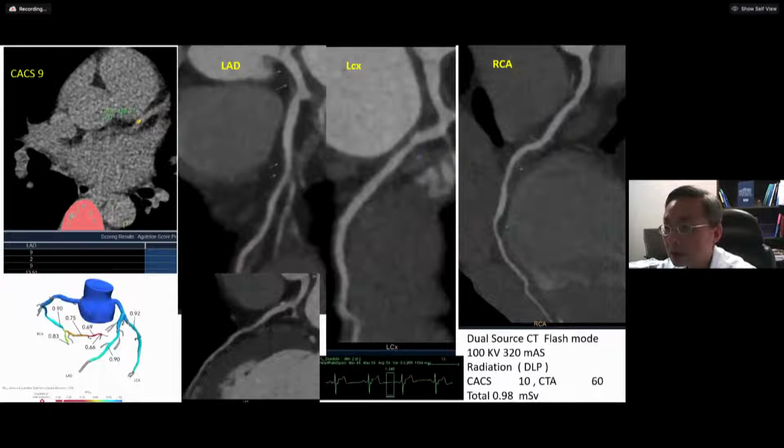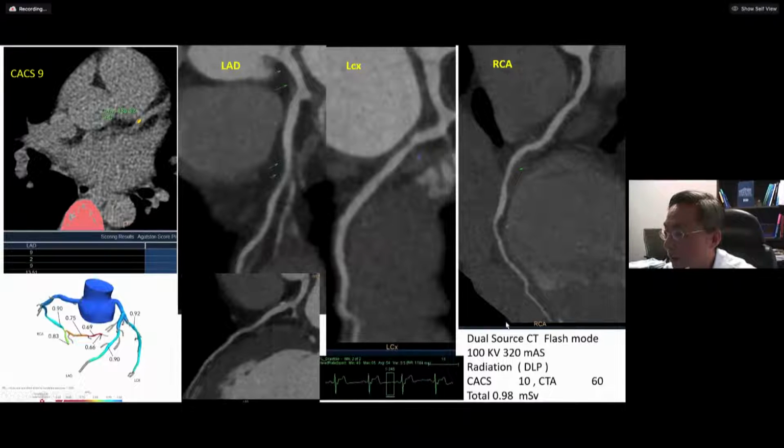As you can see here, his calcium score was 9 in the LAD, but he does have a huge burden of non-calcific plaque in all 3 coronary arteries. More worrisome in the LAD, distal left main, mid LAD, some in the circumflex, and quite a few, probably more in terms of stenosis, in the distal RCA and PDA.